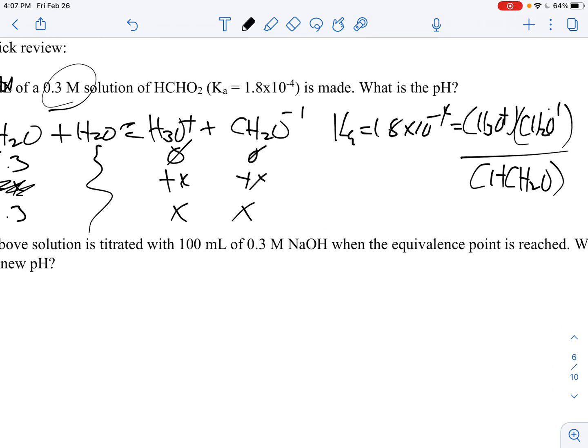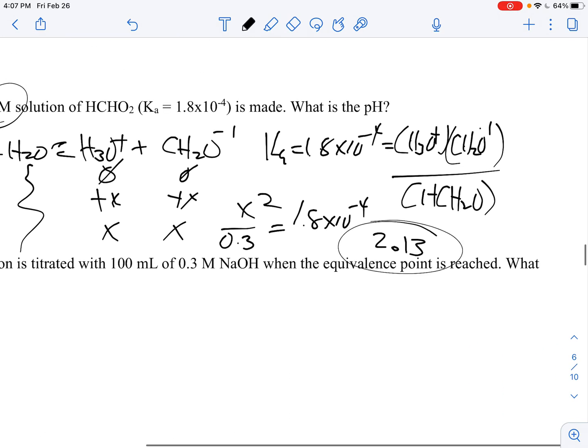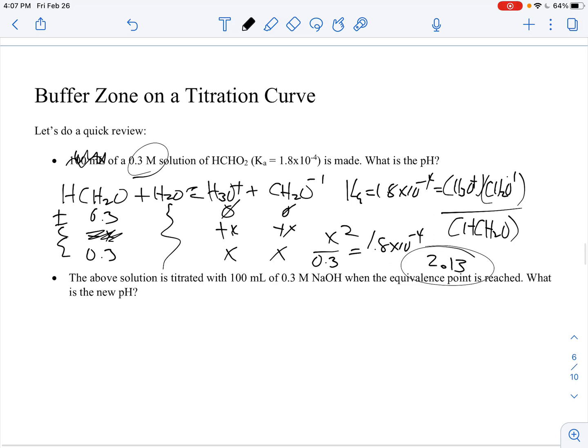Again, this is a part 1 kind of problem. So you're going to end up with x squared over 0.3 is equal to 1.8 times 10 to the negative fourth. So 1.8 times 10 to the negative fourth times 0.3, square root that, and then negative log it. You end up with a pH of about 2.13 as your answer here. All right, that is a traditional part 1 kind of problem. That's the stuff that Mr. Comerford taught you in part 1.